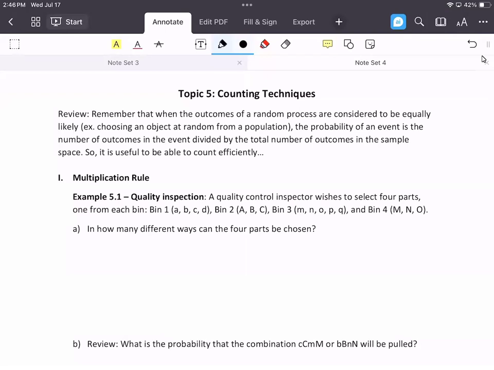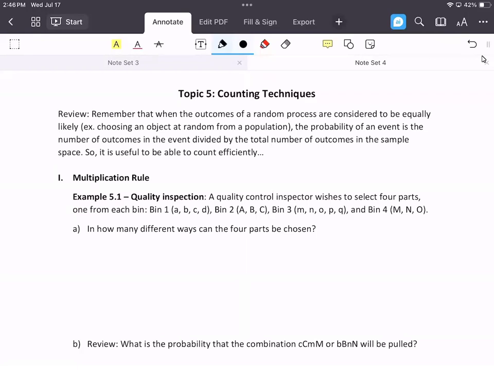Could we write out the sample space each and every time? Yes. Could it be a total nightmare? Yeah. So we want to be able to come up with the size of that sample space efficiently, and also hopefully find some techniques to help us come up with the count of the number of times something happens in an event.